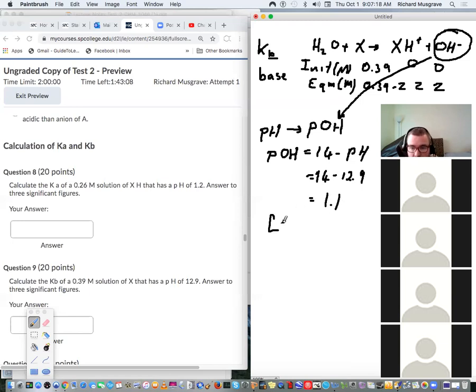Now from there I can get the concentration of OH minus, which is going to be 10 to the negative pOH, which is 10 to the negative 1.1. And I get 0.079 for that.